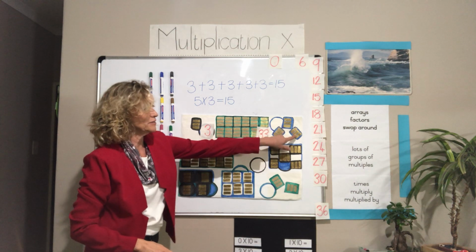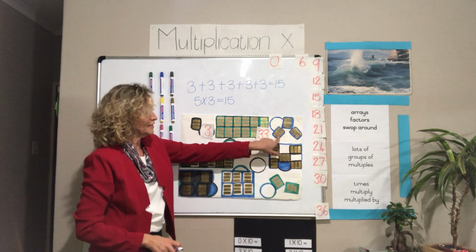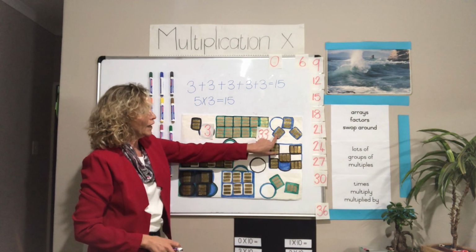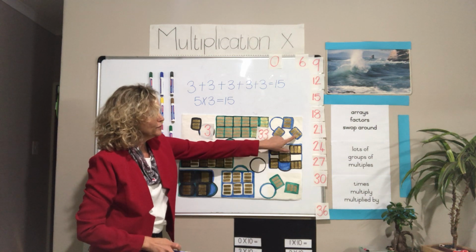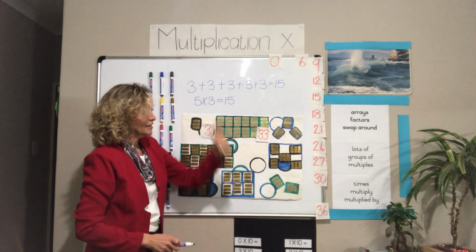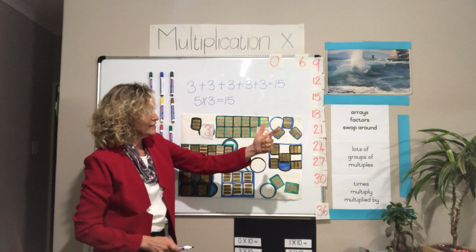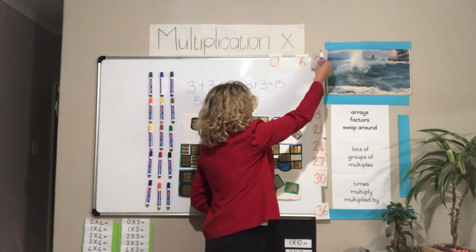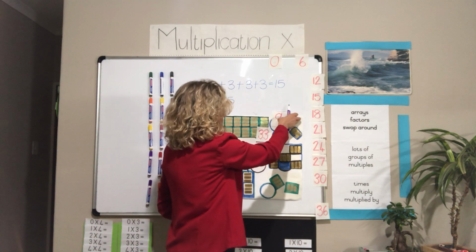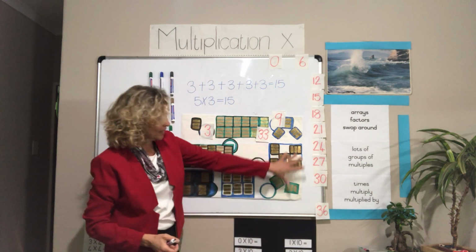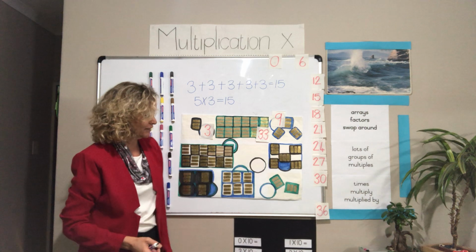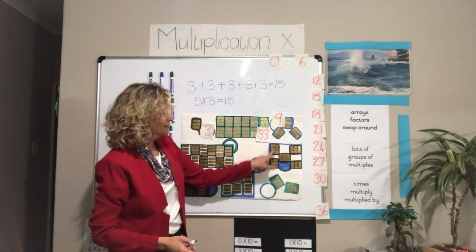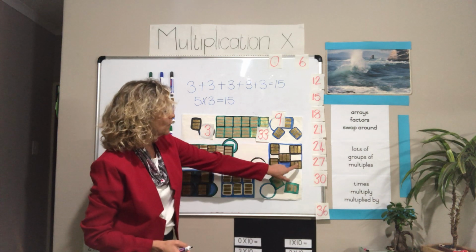How many threes do you see here? How many lots of threes do you see there? 1, 2, 3. And 3, 6, 9. Can you see? So let's take the 9 and put it in there. Lovely. And how many lots of threes do you see here? 1, 2, 3, 4, 5.